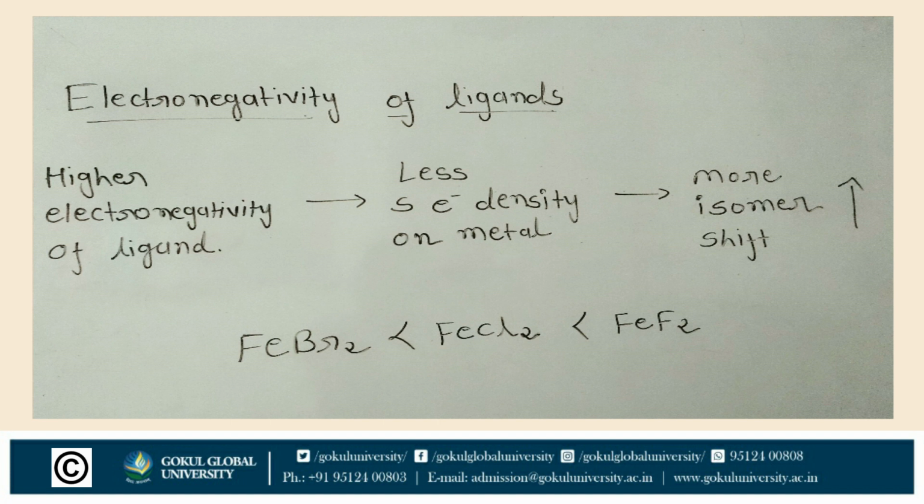For example, if we see in this case, FeBr2 will have the lowest isomer shift as compared to FeCl2, and FeF2 will have the highest isomer shift, because in this case the fluoride ion is present, which is highly electronegative. So this is all about the isomer shift.